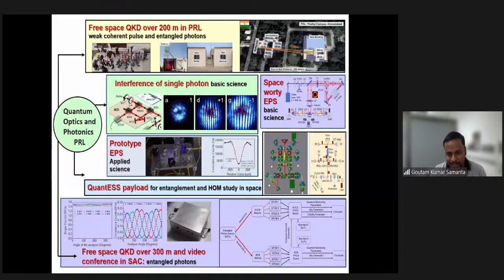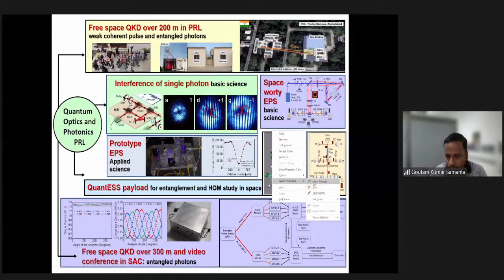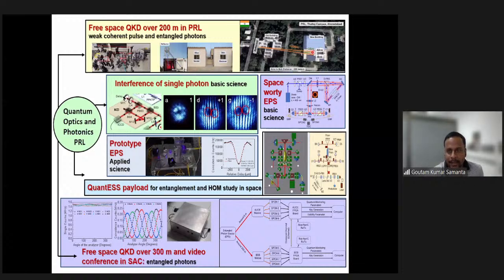Okay, to give a brief outline of what we work on in the field of quantum optics in PRL, especially my group, it will be something like this. It is a very recent demonstration. One of them is a free space QIQT over 200 meters in PRL, where we developed the source here and demonstrated it over two building terraces, as you can see here. This communication was also repeated over free space in collaboration with SAC. That has come in the news, you have seen, and the Chairman of ISRO has also announced the successful demonstration of this 300 meter free space channel QIQT, with a video conference in SAC, Ahmedabad.